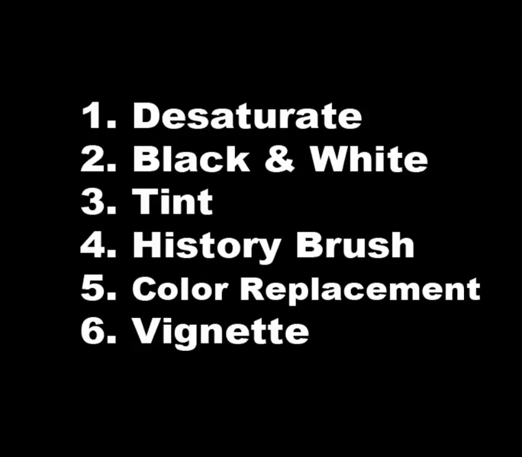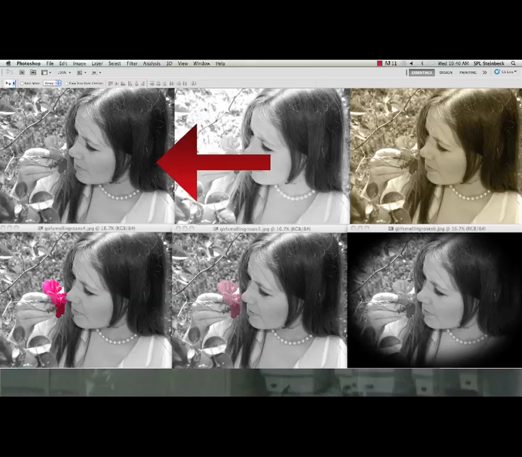Here are 6 different variations of black and white pictures from the same original photograph. Number 1, Desaturate. Number 2, black and white. Number 3, Tint. Number 4, History Brush Tool. Number 5, Color Replacement Tool. Number 6, Vignette.